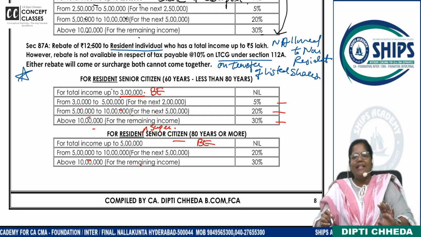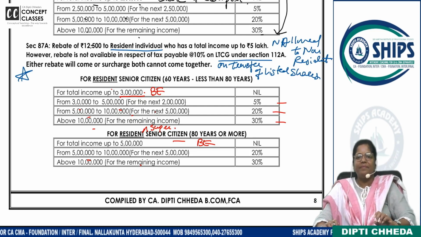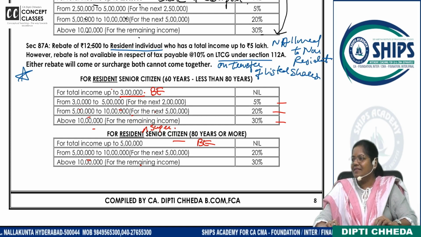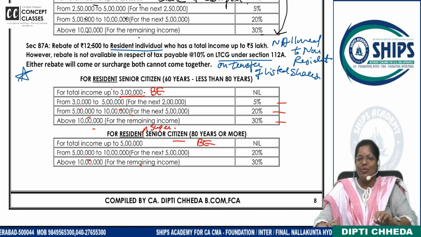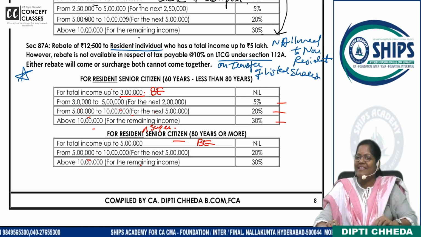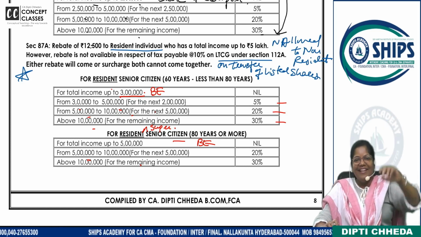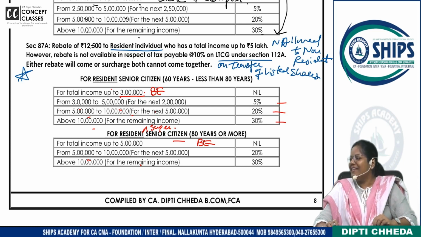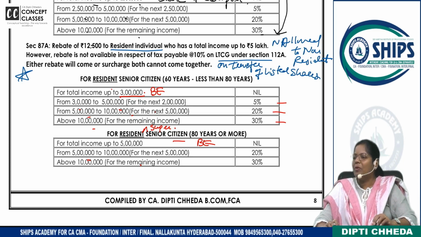So what's the basic exemption for an individual, senior citizen, super senior citizen, resident senior citizen? Why has the voice become slow now? 3 lakh. Non-resident, Mr. David. Mr. David is a common name, no? So Mr. David is from London. His age is 82 years. What will be the basic exemption for him?